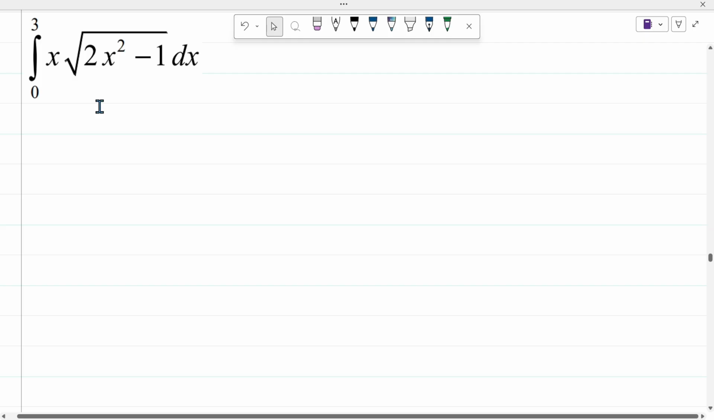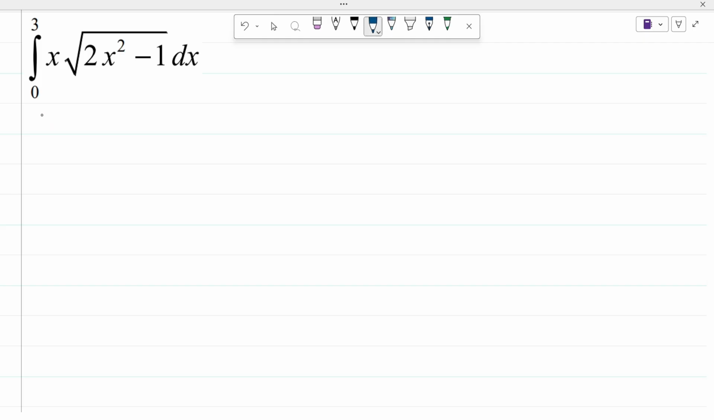So we'll ask ourselves, do we have a function and its derivative? So we check if we let 2x squared minus 1 be the function, can x be the derivative of it? We check that the derivative of 2x squared minus 1 with respect to x is going to be 4x. But then we don't have a constant 4, or a coefficient of 4, there, so we need to cook that 4.